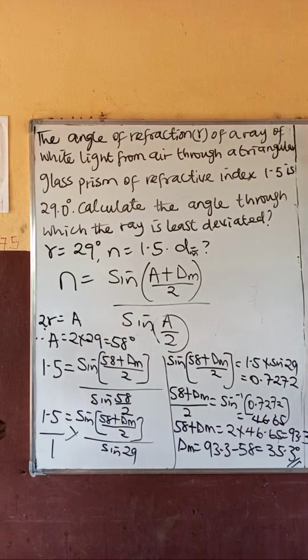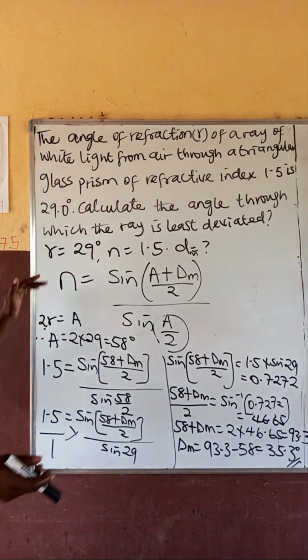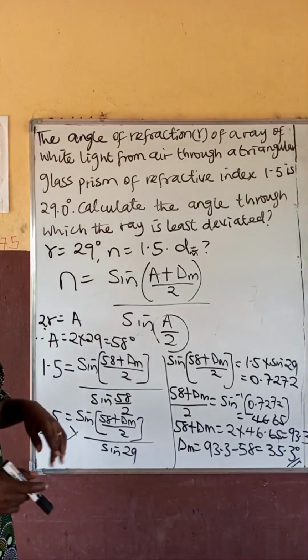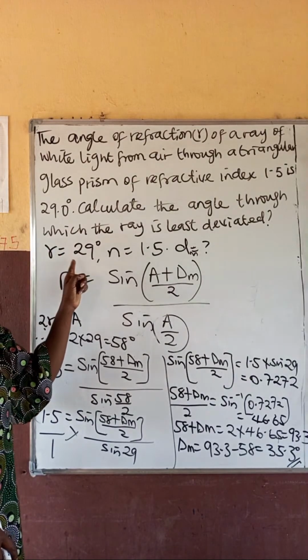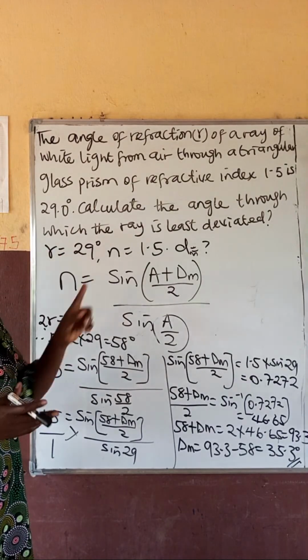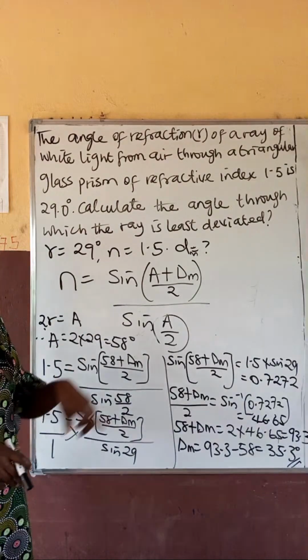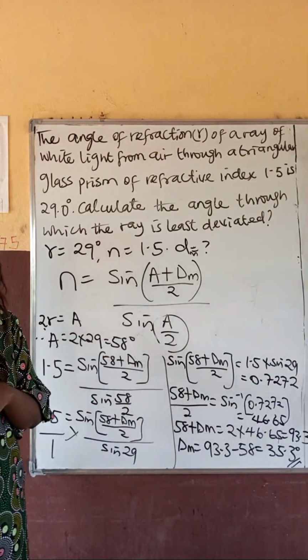Right, let me do a recap. So we said that the angle of refraction R of a ray of light from Earth through a triangular glass prism of refractive index 1.5 is 29 degrees. Calculate the angle through which the ray is least deviated. So you're looking for the angle of minimum deviation. Alright, so we are given the angle of refraction to be 29 degrees, the refractive index to be 1.5. Then the minimum deviation is what you are looking for.